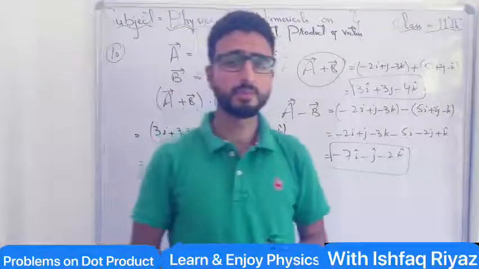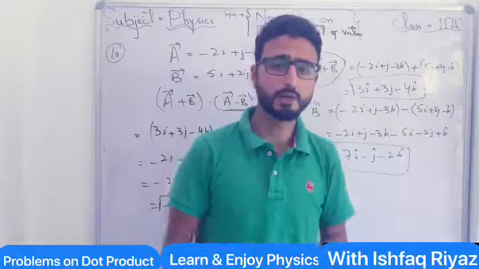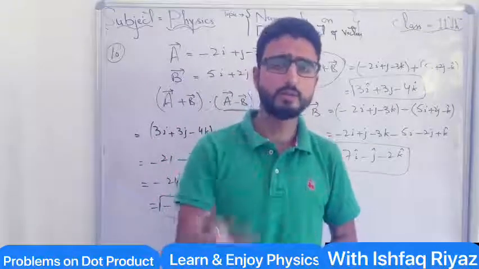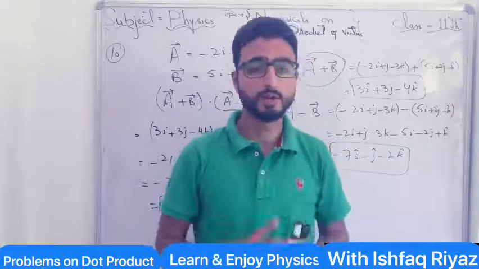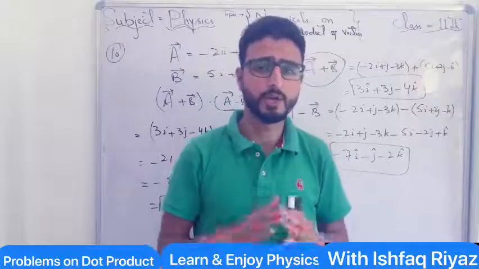So these were some of the questions regarding the dot product of the vectors, how to calculate the angle between the two vectors, how to calculate the work done by using the concept of the position vectors and the dot product.